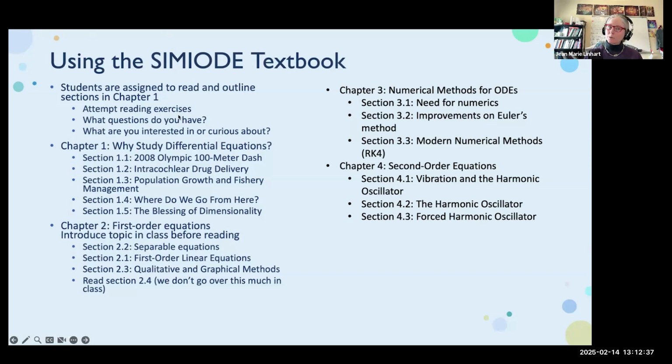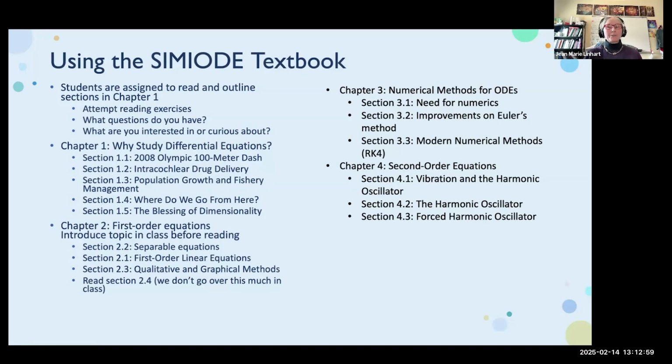And so that's really what I'm emphasizing to my students. Write an outline, get the big ideas on. Once you've got an outline of what those big ideas are, then use that book and try the reading exercises. And then tell me, what big questions do you have? Where were you lost in the section? And what are you interested and curious about?